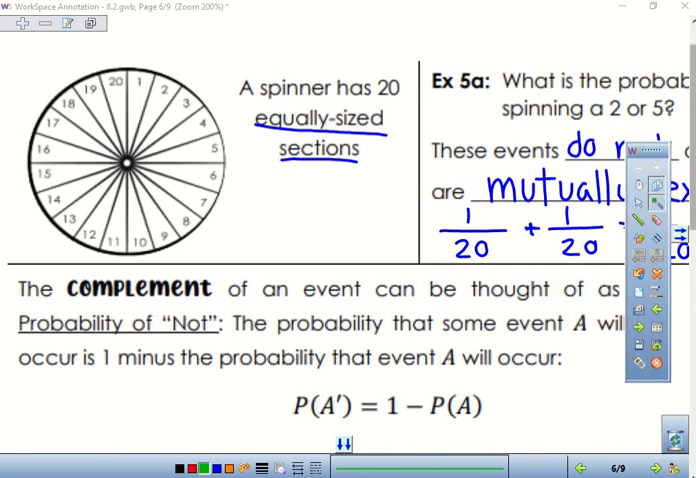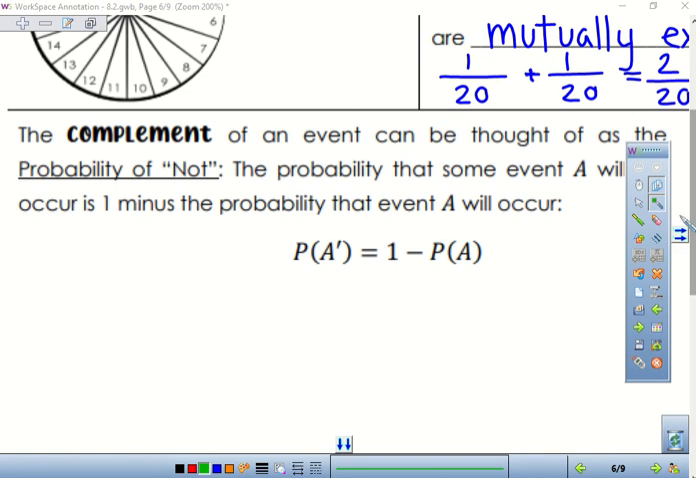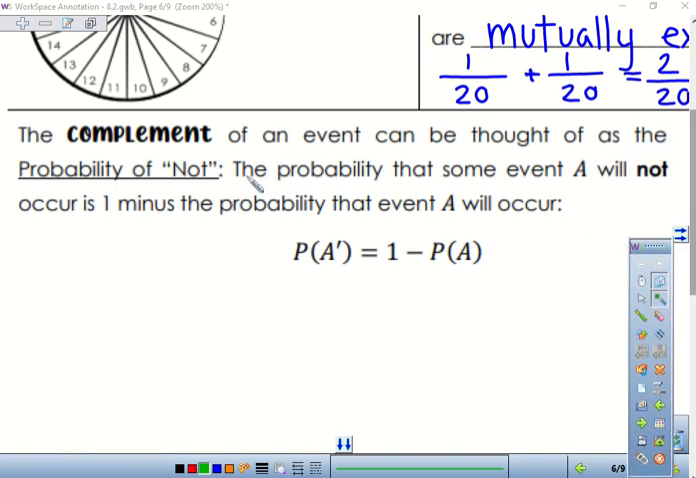So now we're going to talk about the complement, which we talked about last lesson. The complement of an event can be thought of as the probability of something not happening. So the probability that some event A will not occur is 1 minus the probability that the event will occur.